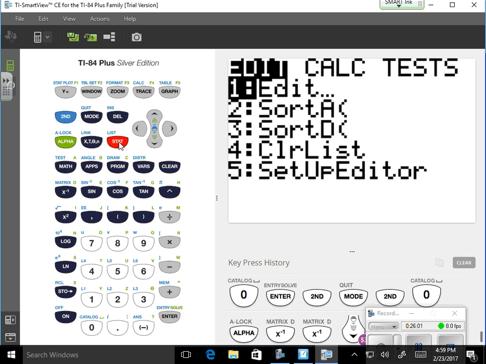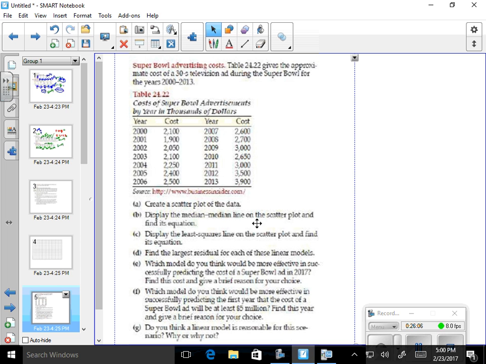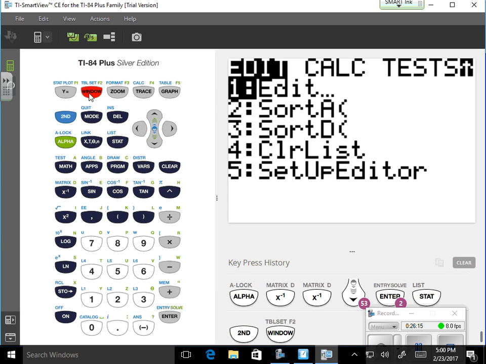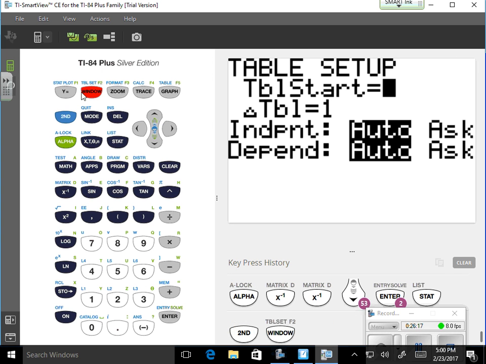Okay, I'm going to go to stat. Well, before I do, let's set up the window. So my X values will need to go from 2000 to 2013. My Y values, well, let's do that first. Do my table. That's not a window.